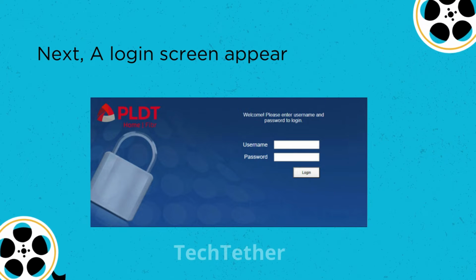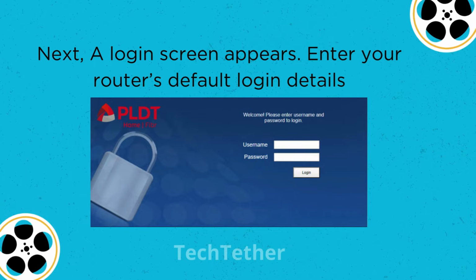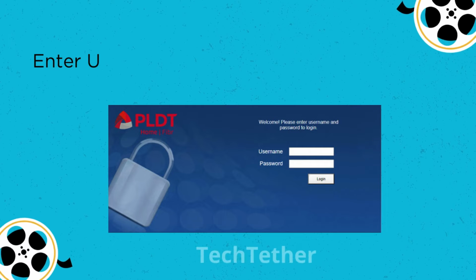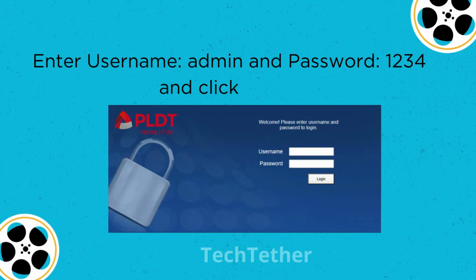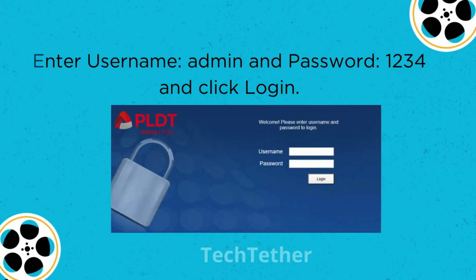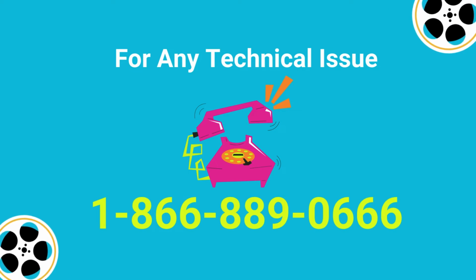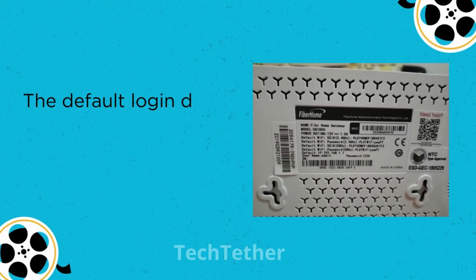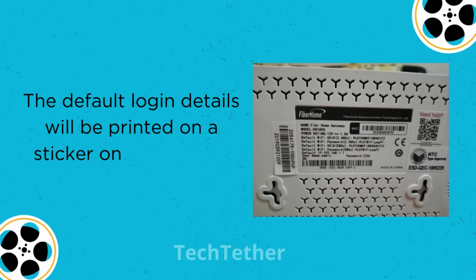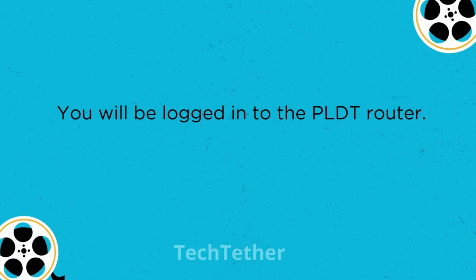Next, a login screen appears. Enter your router's default login details. Enter username admin and password 1234 and click Login. The default login details will be printed on a sticker on the back of your router/modem. You will be logged into the PLDT router.